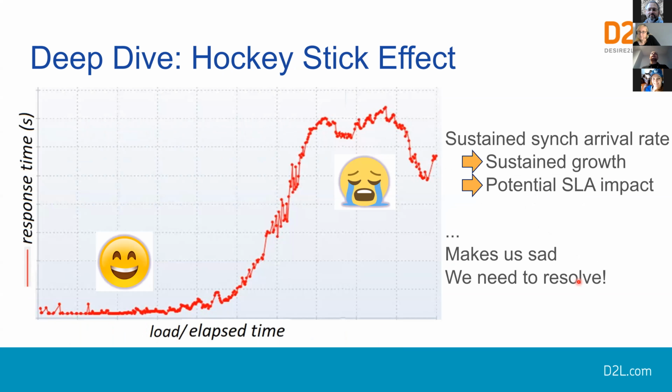We can see here what can happen when we are gradually increasing the number of requests being sent to the system over a longer period of time. And we are talking about the hockey stick effect. The response time is escalating when there is a lot of load hitting the processor, and as more requests join the queue, the response time increases. So having a sustained arrival rate results in sustained growth in response time, and we have a potential impact to our customer SLAs.